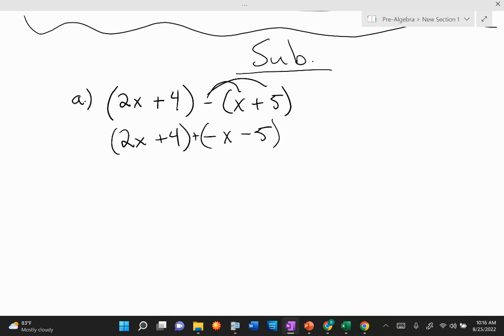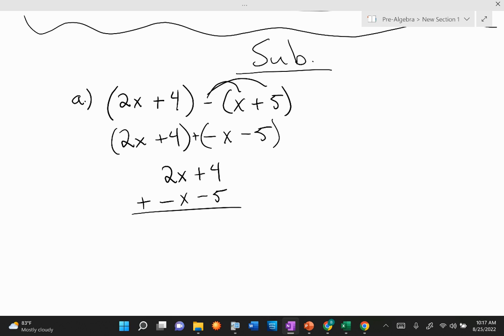And now we can sort them. I'm going to sort them using vertical method. So I've got 2x plus 4. I've got negative x minus 5. And then I'm going to add them together. What's that going to give me for my x's? All my x's live in, there you go, 2x minus x.